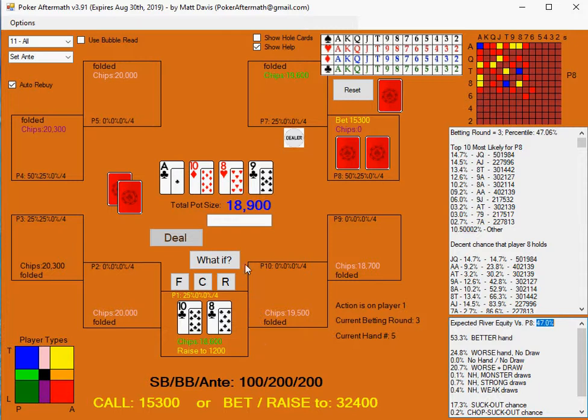Alright, so that shows you a little bit about how the what if feature works. So we're going to go ahead and move on to hand number 2.